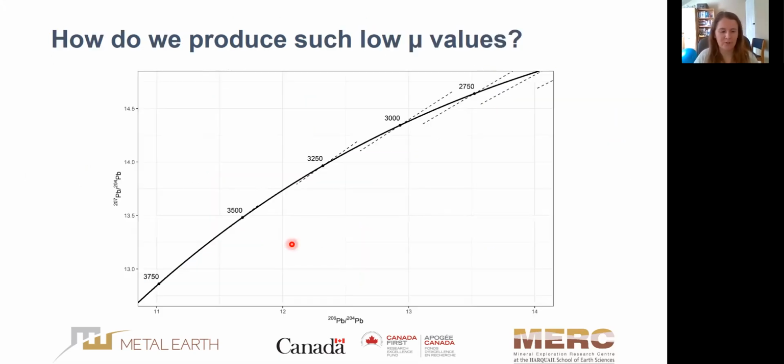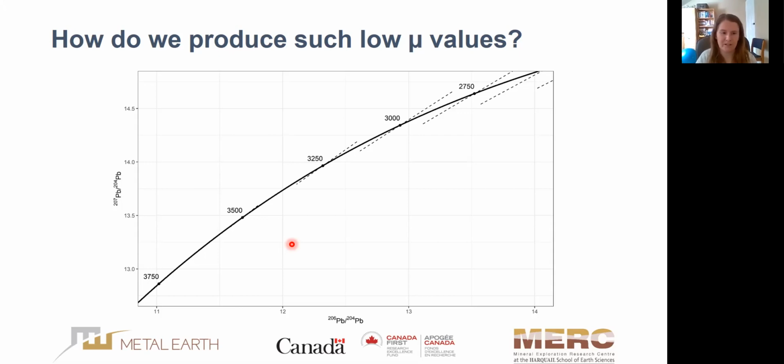And before I go too much further, I just want to briefly explain how, in a lead isotope systematics way, we can explain and produce these low mu values in the Earth, because it is quite unusual. So this will become clearer later, but it is important to understand this to see how the lead isotopic data compare with other isotopic systems such as hafnium and neodymium.